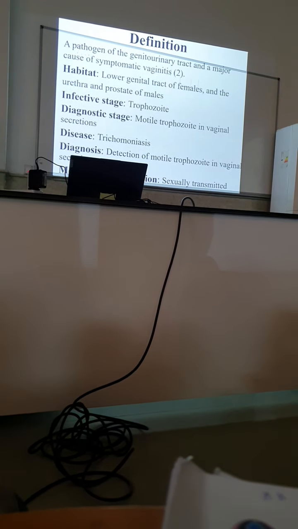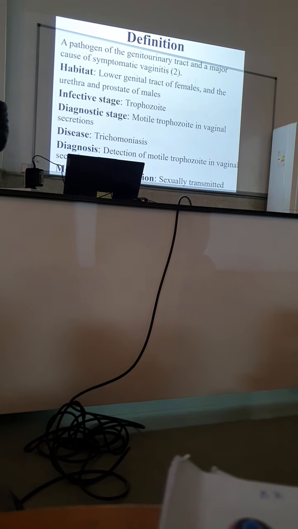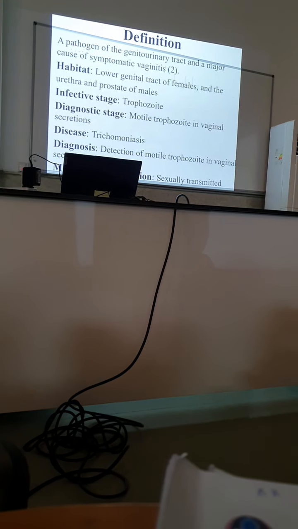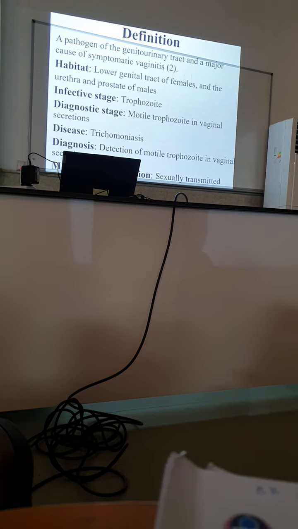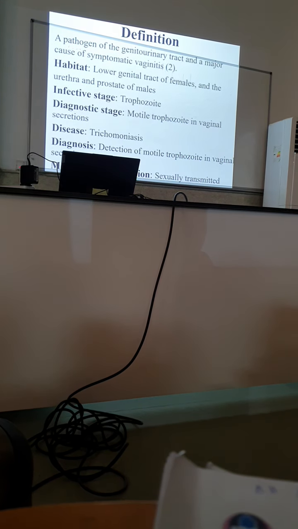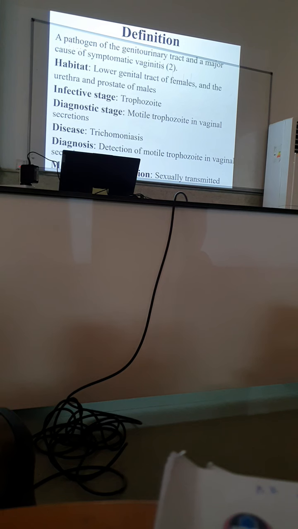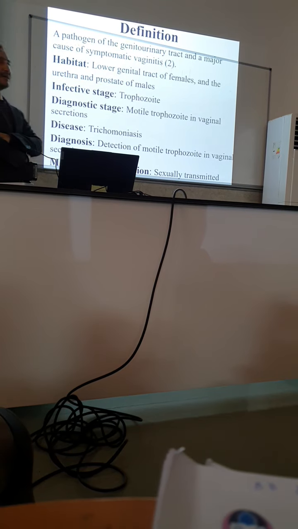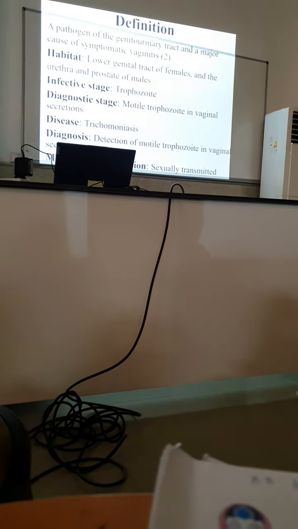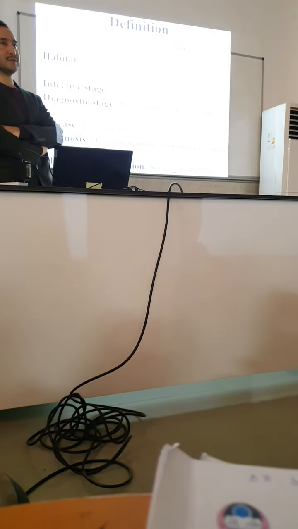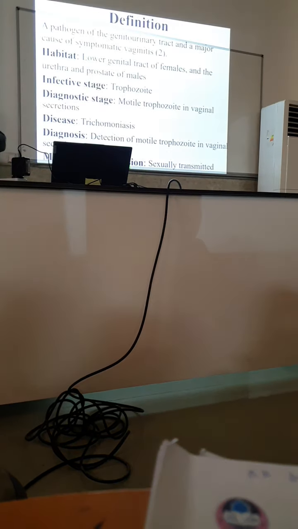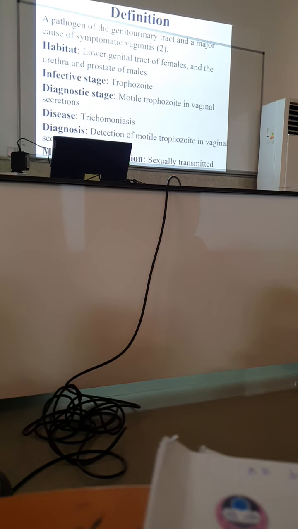Trichomoniasis. What is the name of the disease in Leishmania? Leishmaniasis. What is the name of the disease in Toxoplasma? Toxoplasmosis. What is the name of the disease in Entamoeba histolytica? Amoebiasis. What is the name of the disease in Balantidium coli infection? Balantidiasis. What is the name of the disease in Trypanosoma infection? Trypanosomiasis. African and American Trypanosomiasis.